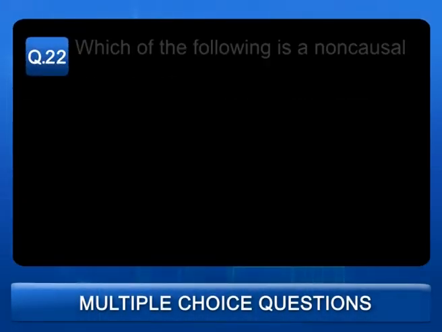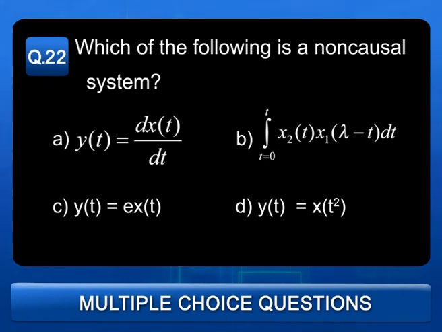Next question, 22. Which of the following is a non-causal system? A. y of t is equal to d of x of t by dt. B. Integral from lambda is equal to 0 to t, x2 of t x1 of lambda minus t d lambda. C. y of t is equal to e to the power of x of t. And D. y of t is equal to x of t square. The answer is D, which is y of t is equal to x of t square, which is a non-causal system.